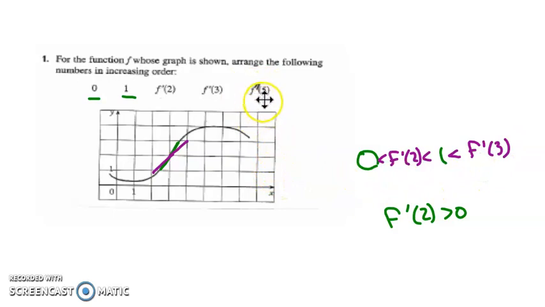The last one that we have is f double prime of 5. F double prime refers to the second derivative, which tells us the concavity of the function. So at 1, 2, 3, 4, 5, the function f is concave down, which means the second derivative will be negative, which means I can place f double prime of 5 right here.